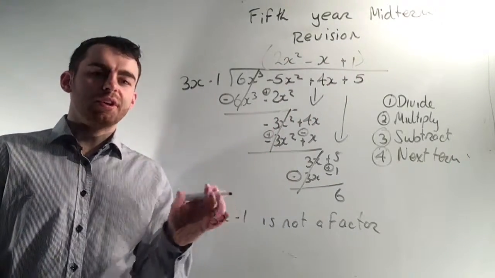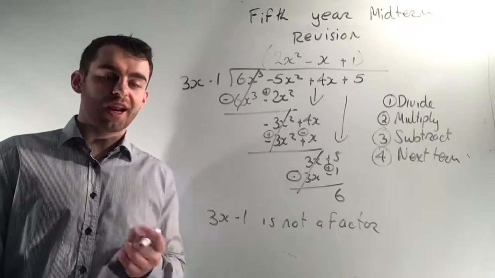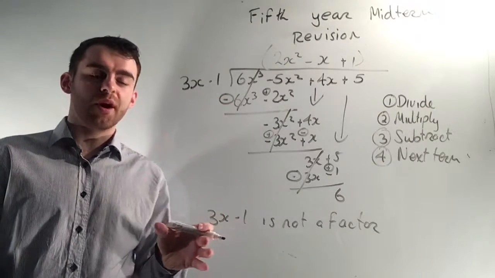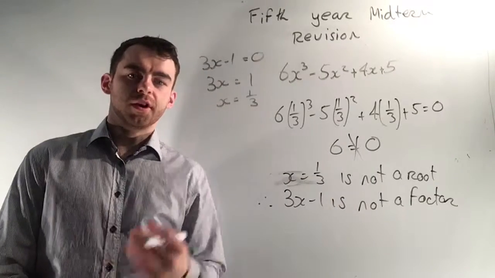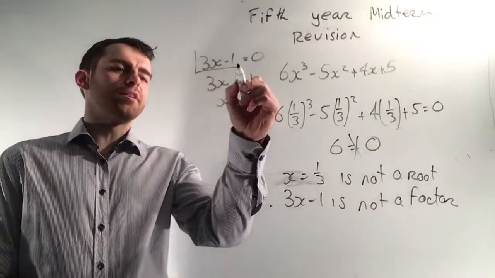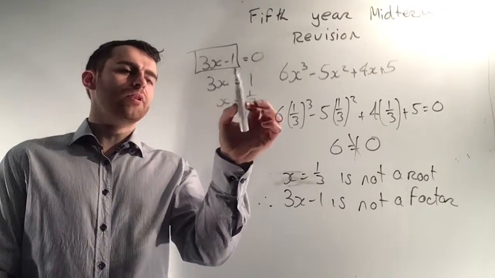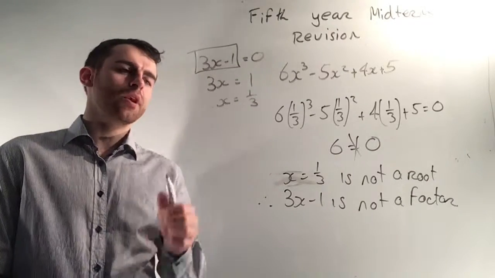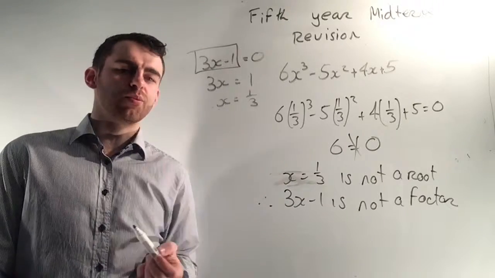Now, I want to show you the other way of doing this. You are actually allowed to convert 3x minus 1 into a root and investigate if it's a root. So if you just want to pause that, I'm going to start this again on the top of the board. The alternative way of doing this question is you could take the factor 3x minus 1 equals 0 and isolate your x. If you bring the 1 across, it becomes a plus, and divide both sides by 3, you get x equals 1/3. So if 3x minus 1 is the factor, the corresponding root is x equals 1/3.